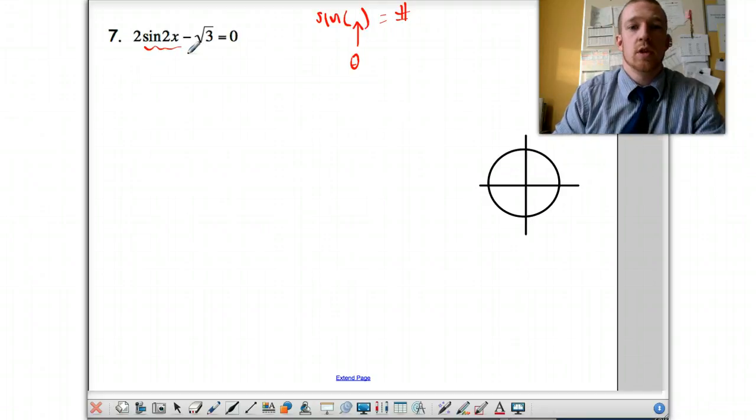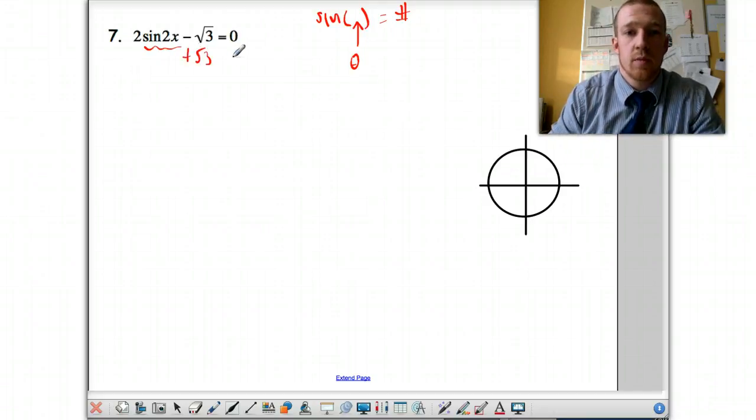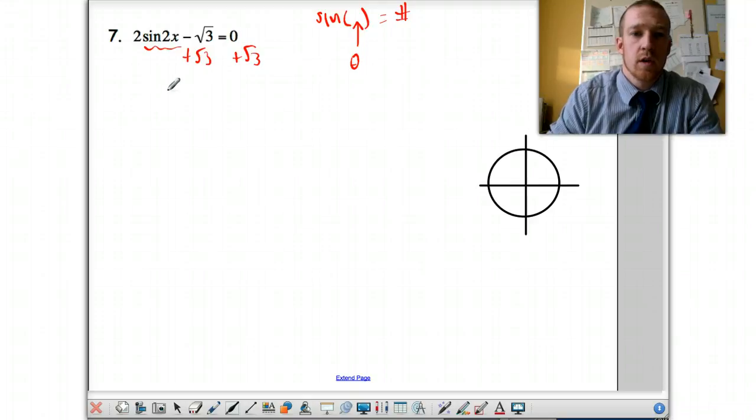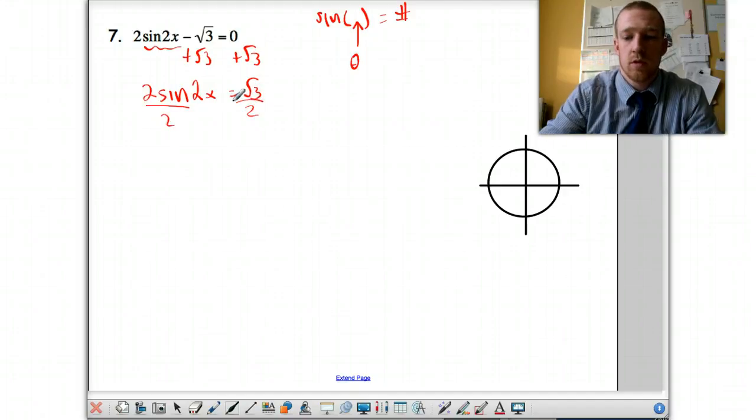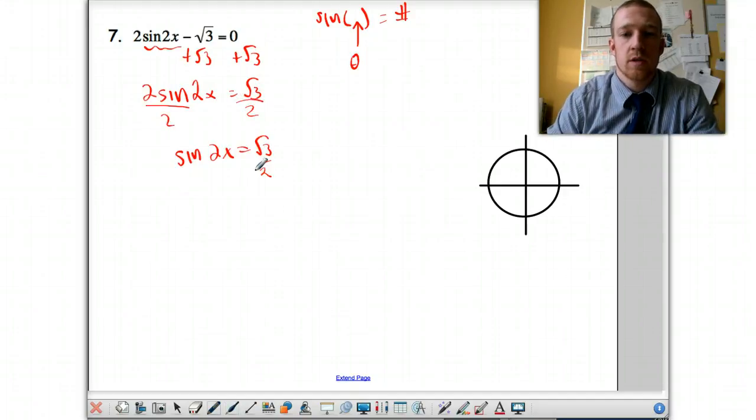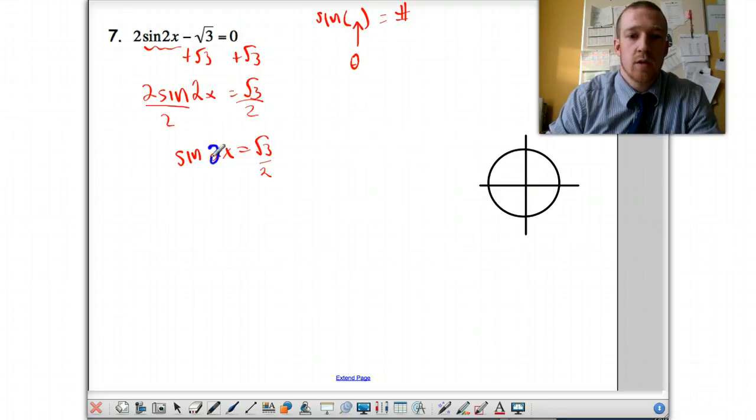So what we're going to do is just add root 3 to both sides, and then that gives us 2 sine 2x equals root 3. Divide both sides by 2, which gives us this. And now we need the angle. What angle do I plug into the sine function that gives me root 3 over 2?